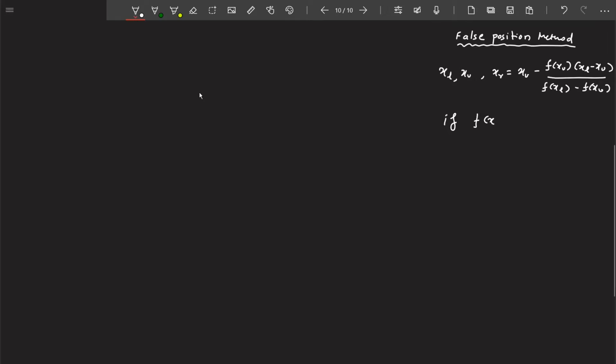We are going to find the product of f(xl) and f(xr). If it's greater than 0, that is going to be your xl, and when it is less than 0, this is going to be xu, and this you are going to continue, and then compute your approximate error.